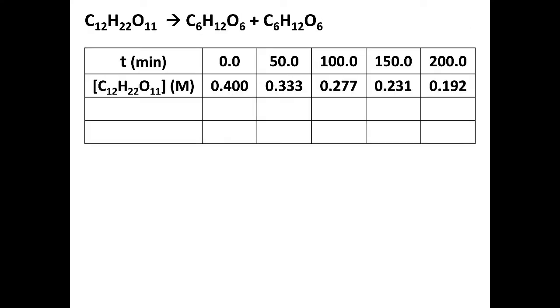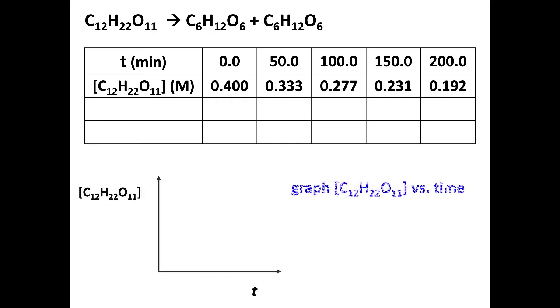Okay, so here we're back at our question with our data, and this is the first thing that I tried. I tried graphing concentration versus time, and my graph looked kind of like that. And if this is straight, then we could say that this is zeroth order. But if we put a straight line next to our data, it is distinctly curved.